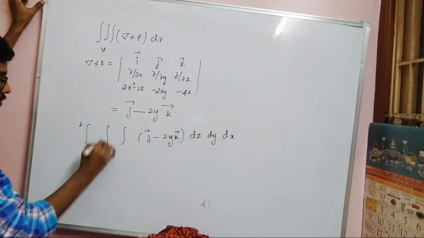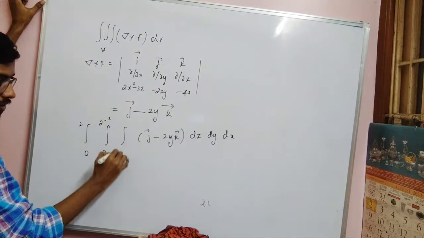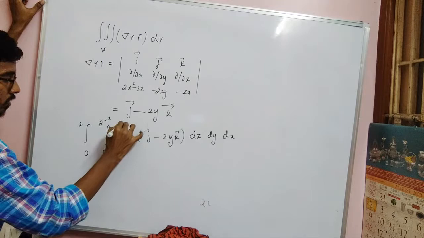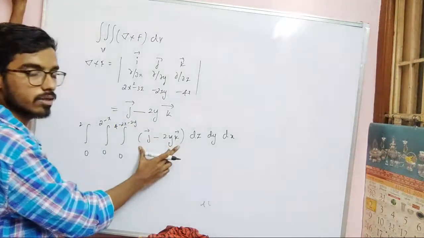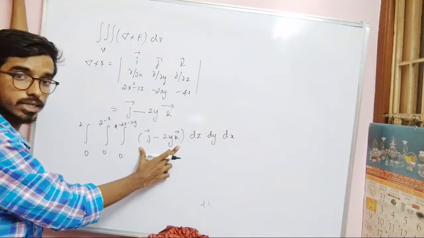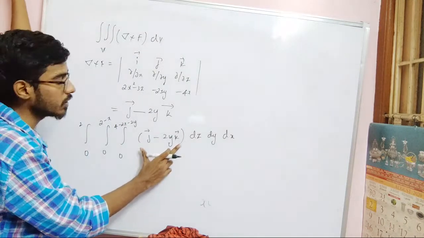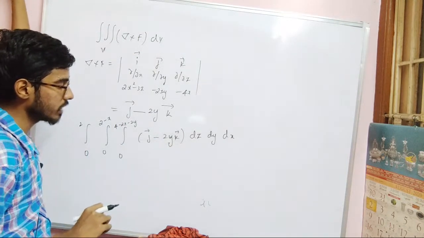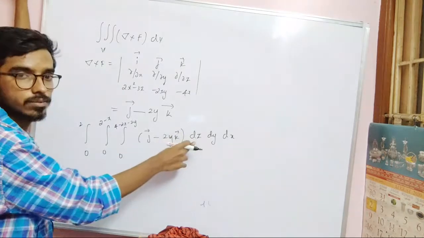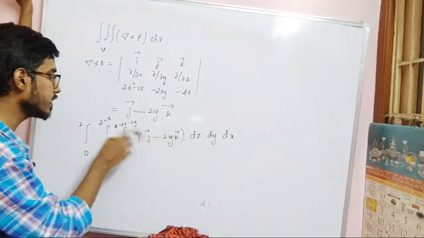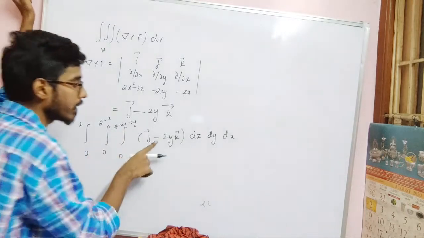The limits are the same: 0 to 2, 0 to 2 minus x, 0 to 4 minus 2x minus 2y. The only difference is that in the first subdivision we had 2x; here we are going to have j vector minus 2y k vector. So you just multiply by dz. We have j into z, so j into upper limit minus lower limit, minus 2y.